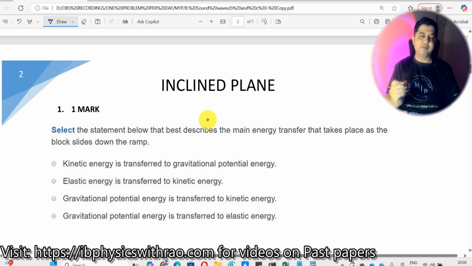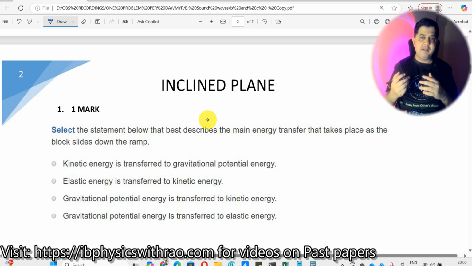Why does the block slide down the ramp? What is the energy that is happening? Who gives the energy, and how is the energy being utilized? That's the question. So the first option: kinetic energy is transferred to GPE, gravitational potential energy. No. See, what do you mean by kinetic energy? The energy possessed by an object because of the speed of an object, right?